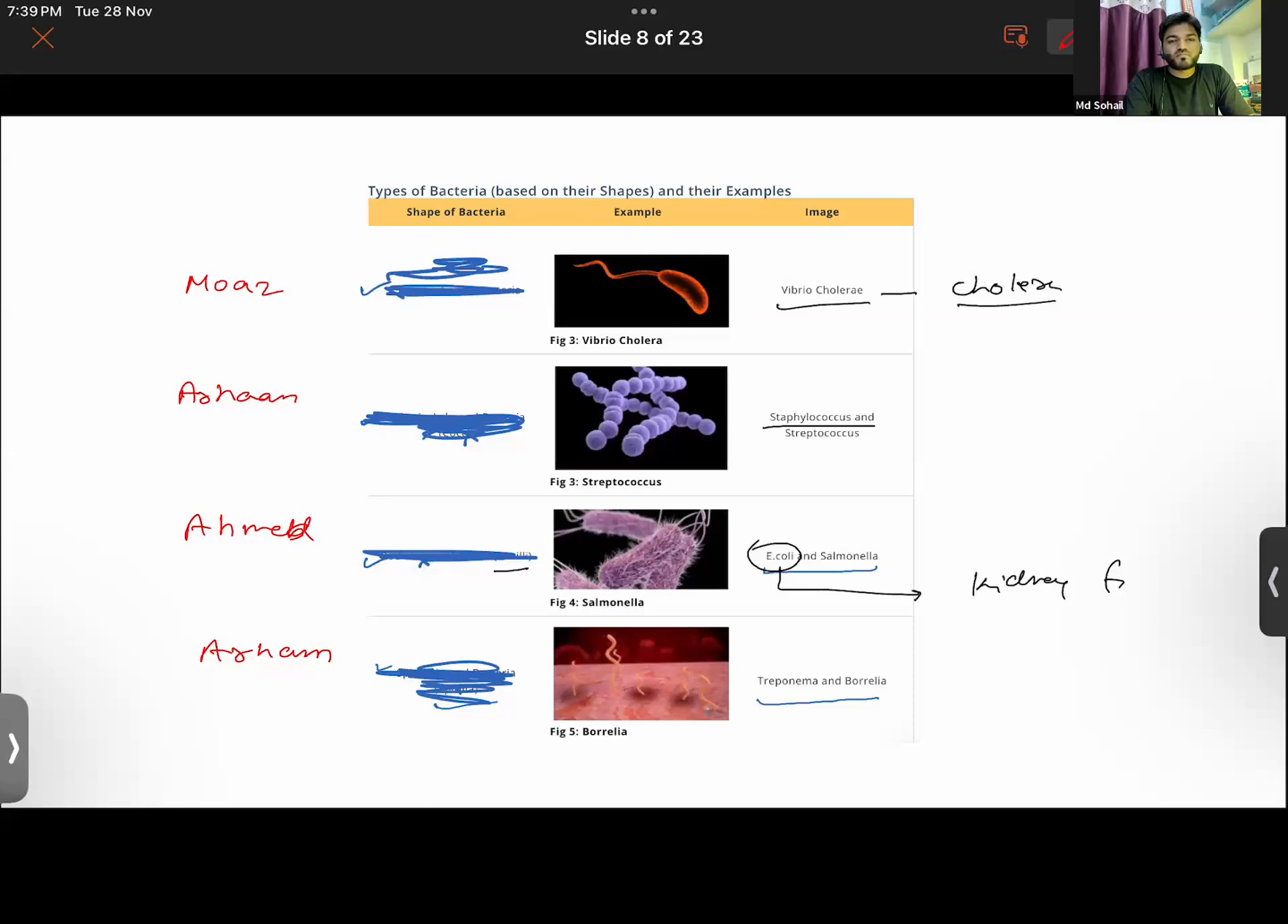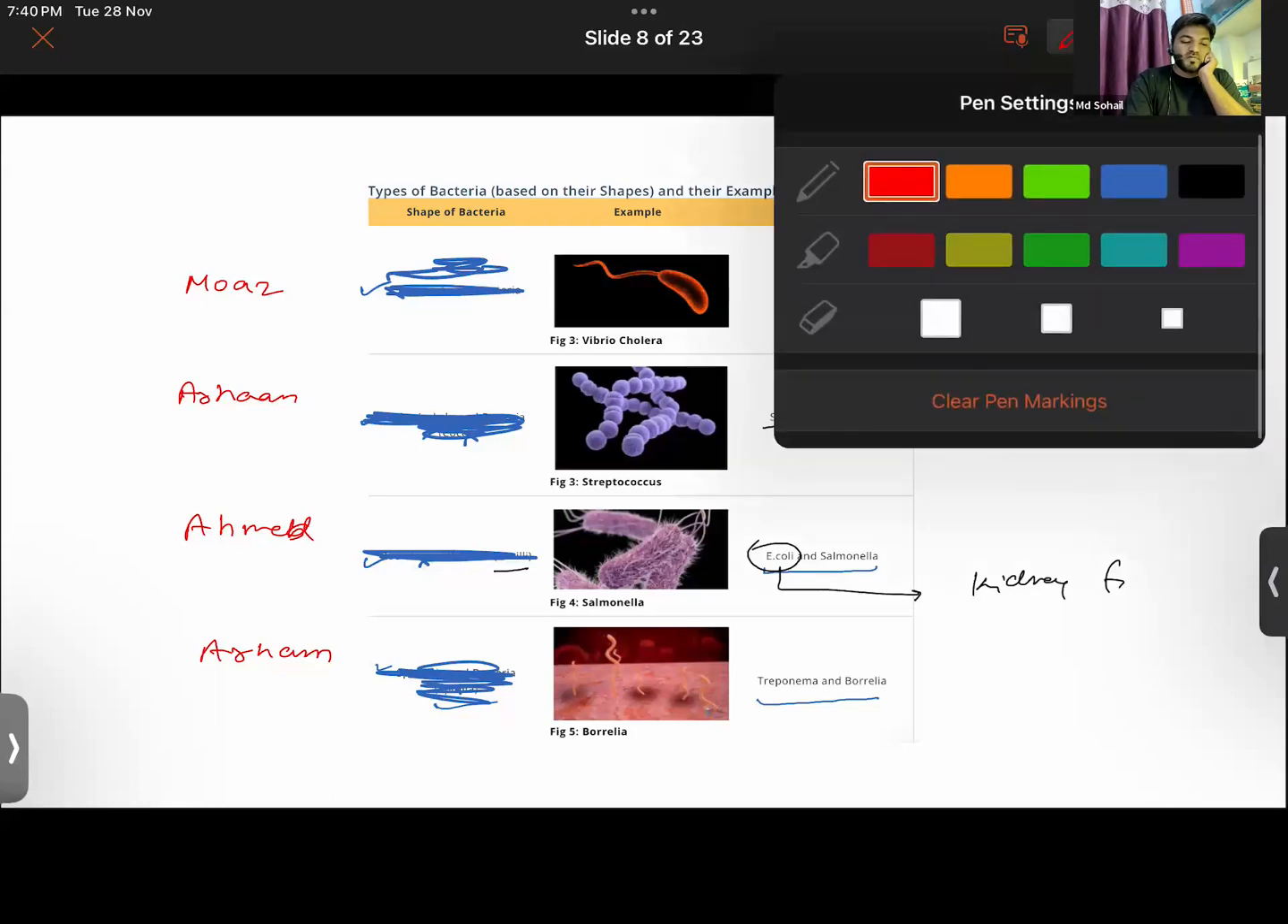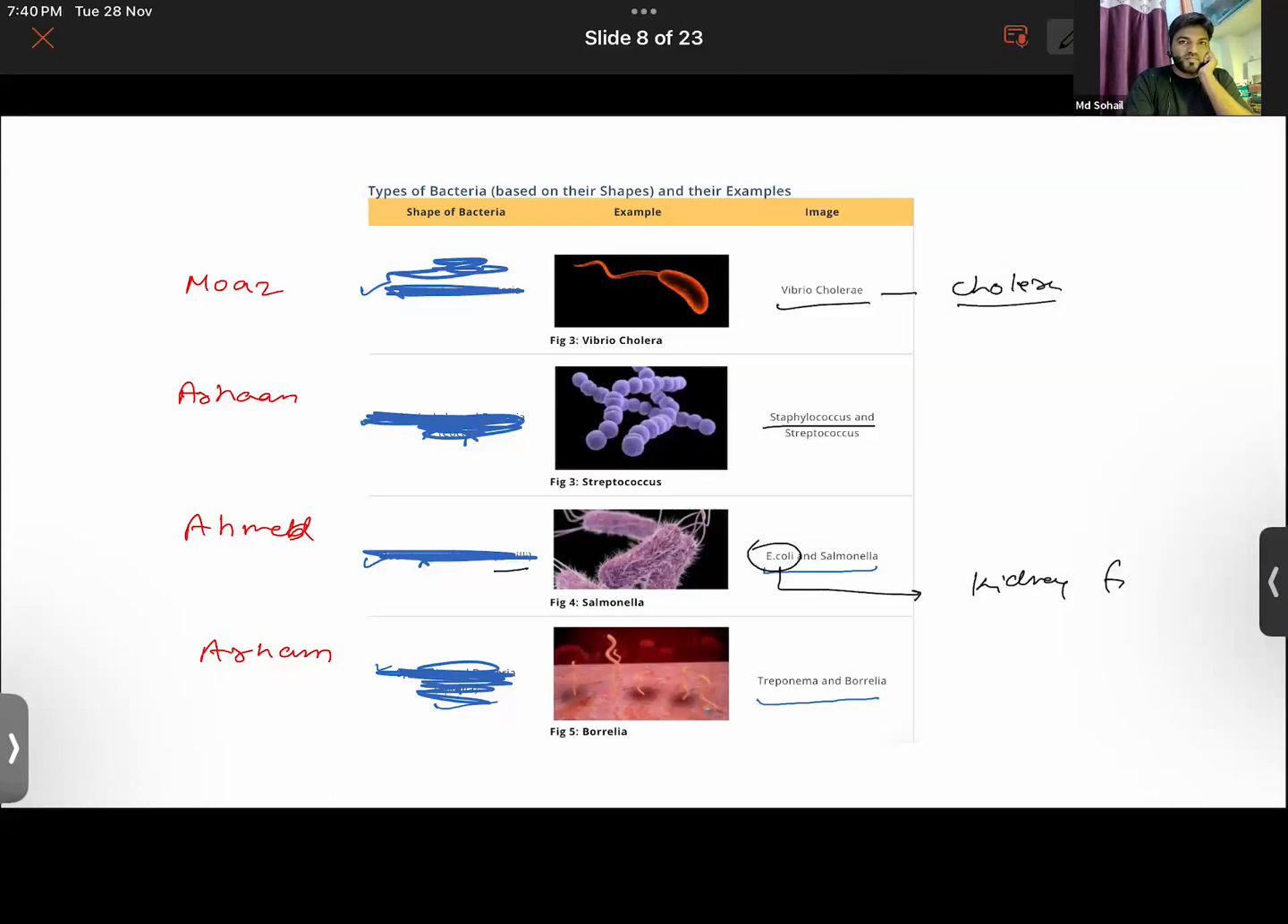How do you spell it? Arhan, how do you spell it? Spherical. It's spherical and oval. Ovuloid. Okay. So that is a spherical shape.